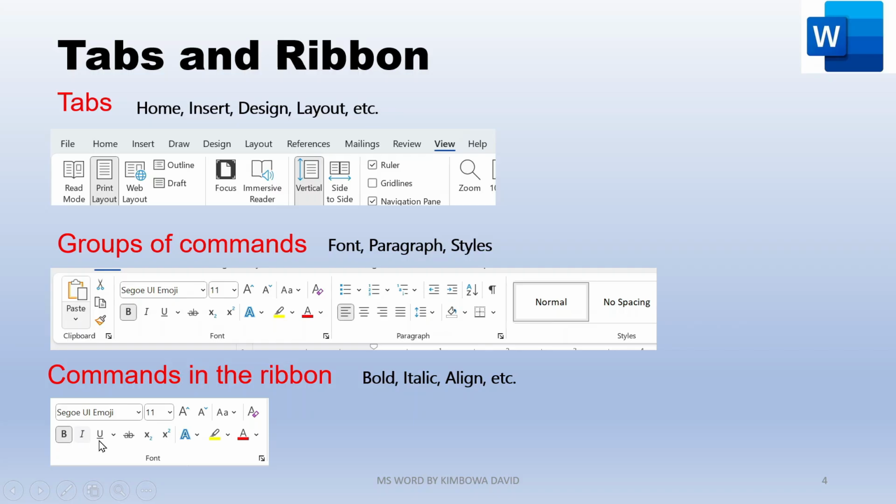Now when you talk of other groups like the paragraph, you can actually see the align, you can actually see the bullets and numbering, you can actually see the line spacing, borders, and so many other commands as you can explore as an individual.